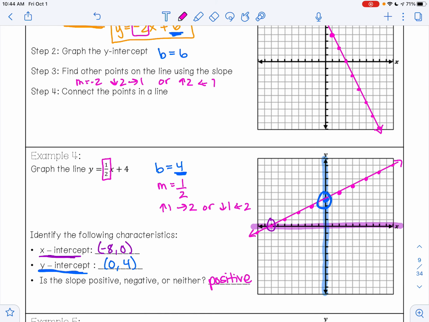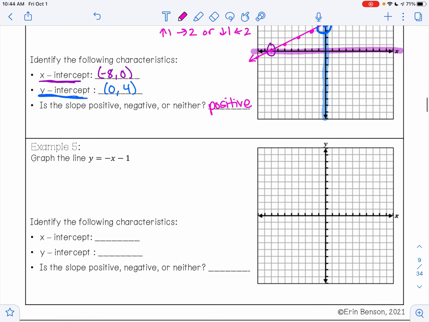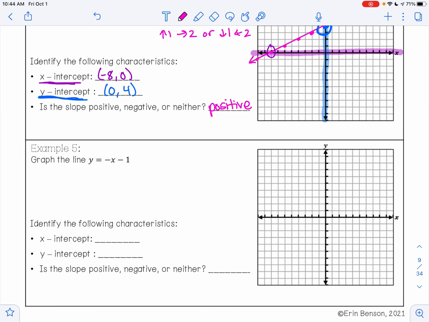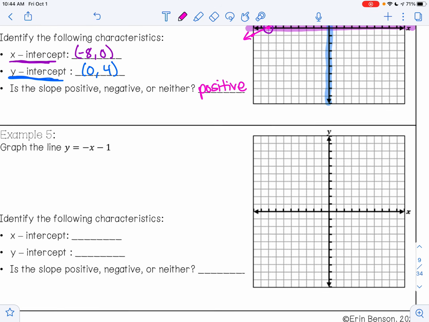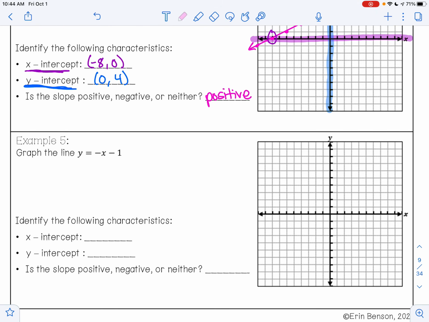Let's try that again with example 5. It says, graph the line y equals -x minus 1. So for this one, this is in slope-intercept form. So I am going to begin with b. b is -1. I am going to move with m. What is my slope here? Well, what is the number in front of x? Well, it's just a negative sign, right? So that means it's a -1x. So your slope is -1.